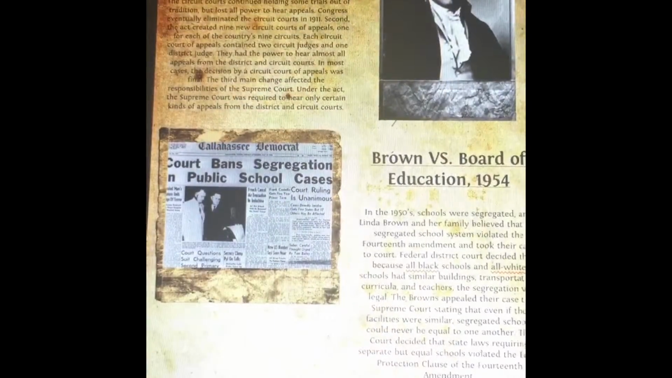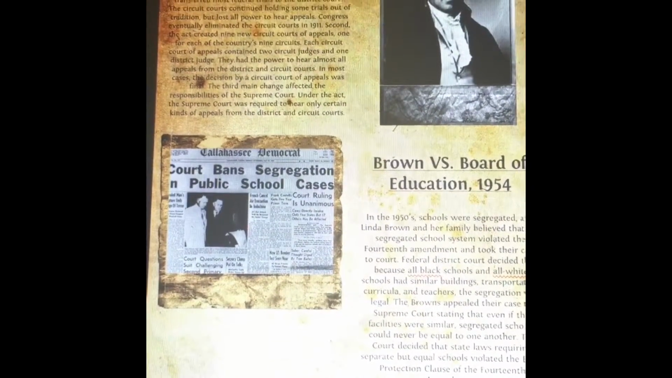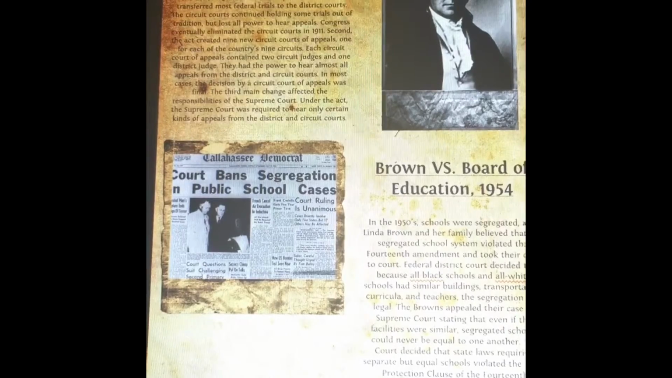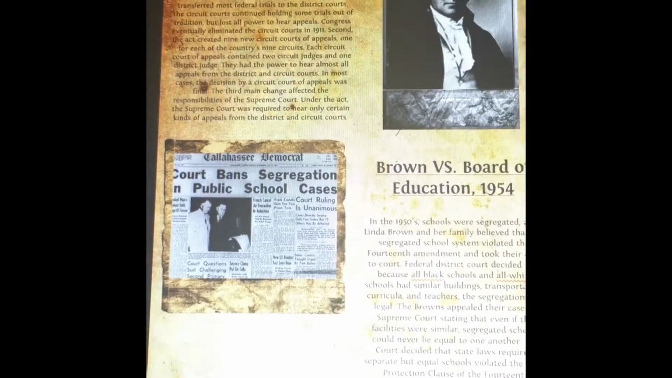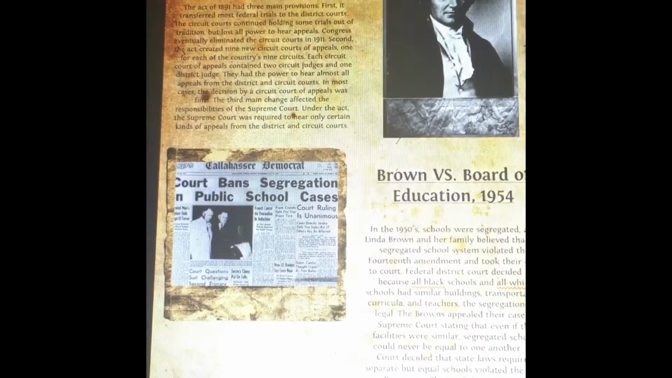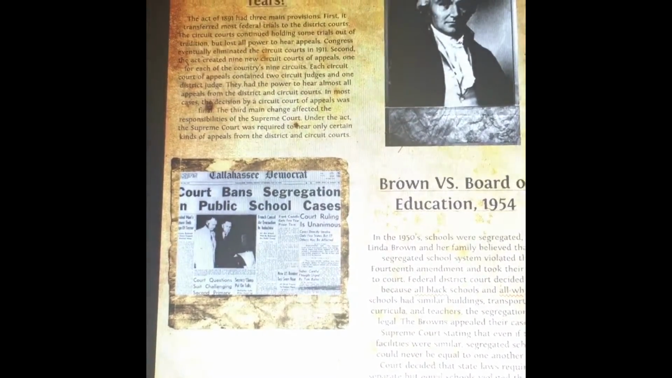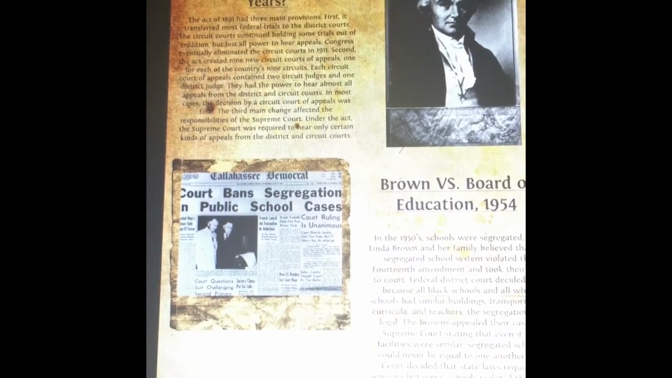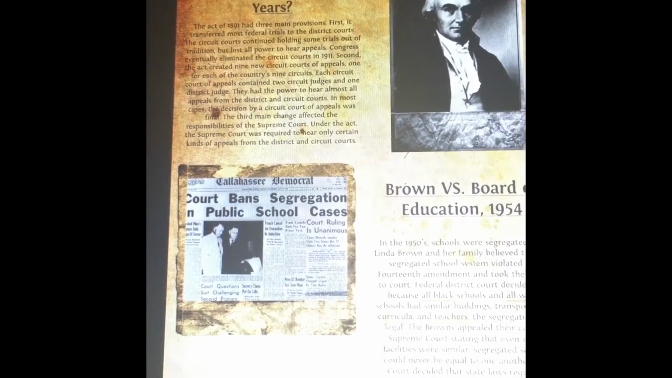How has the Judiciary Act transformed over the years? The Act of 1891 had 3 main provisions. First, it transferred most federal trials to the district courts. The circuit courts continued holding some trials out of tradition, but lost all power to hear appeals. Congress eventually eliminated the circuit courts in 1911.